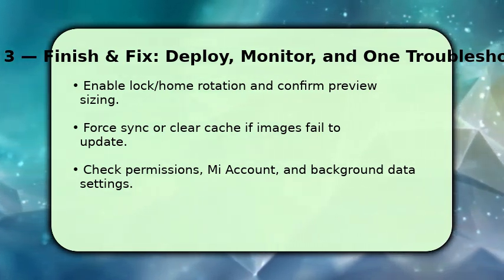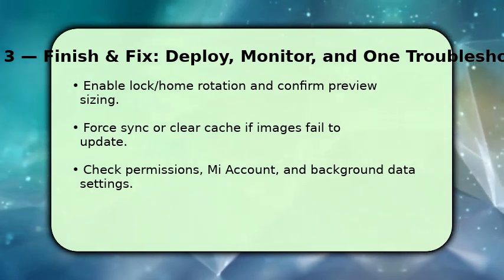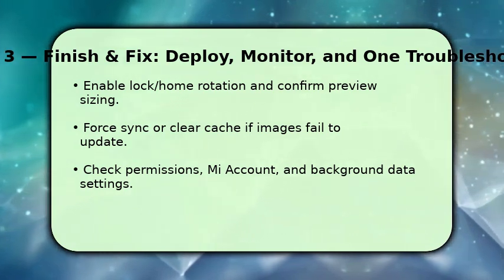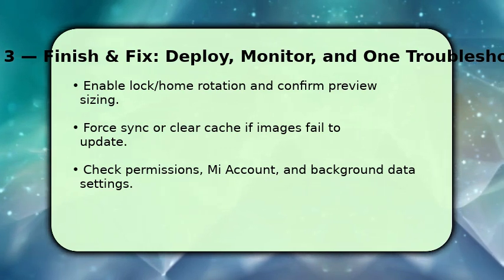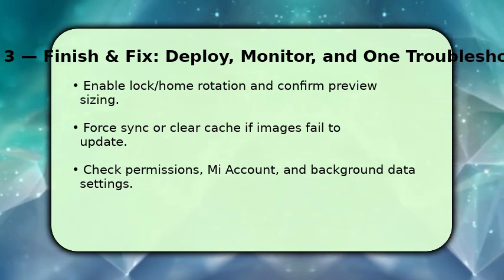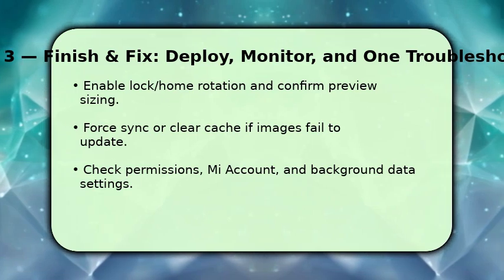If images stop updating, force a sync, clear the wallpaper carousel cache, and restart the phone. That often fixes stalled downloads. If problems persist, make sure permissions, Mi Account sign-in, and background data are allowed. Those three are usually the cause. Then re-enable the carousel and monitor for recovery.